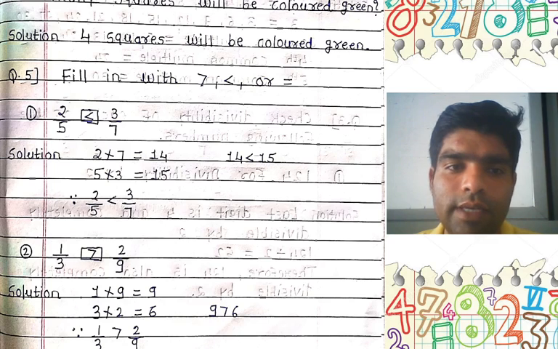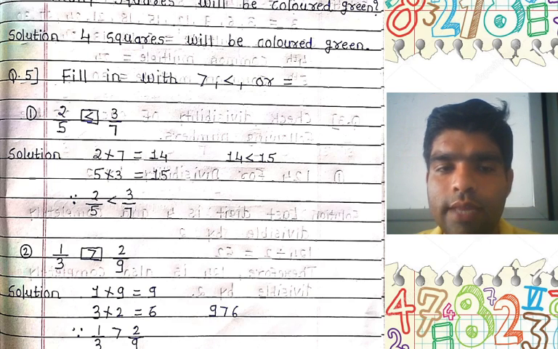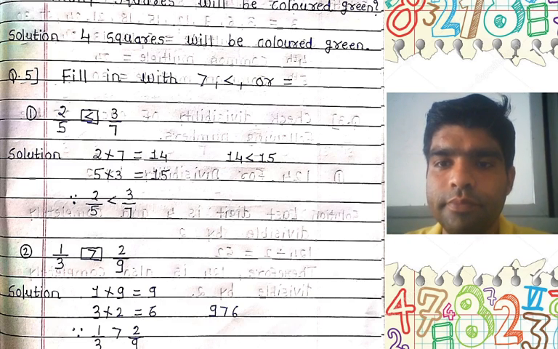Now let's start the second example, 1 upon 3 on the first side and 2 upon 9 on the next side. We have to use the cross multiplication method. 1 multiplied by 9 gives 9, and 3 multiplied by 2 gives 6. Which one is greater? 9 is greater than 6. That is why we use the greater than sign. So 1 by 3 is greater than 2 upon 9 is the final answer.